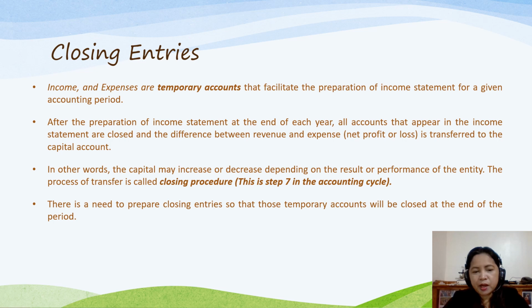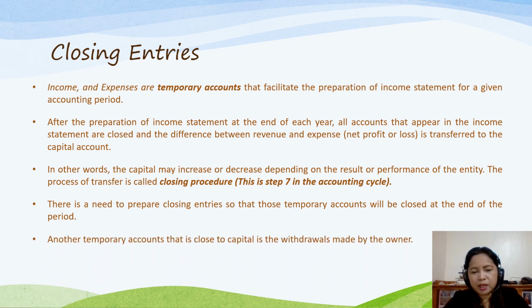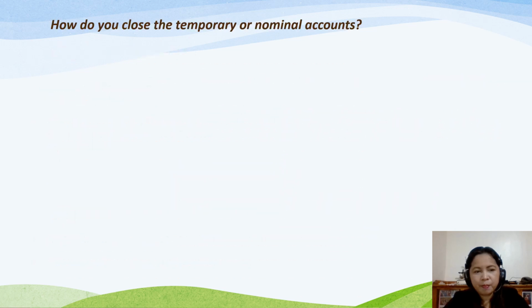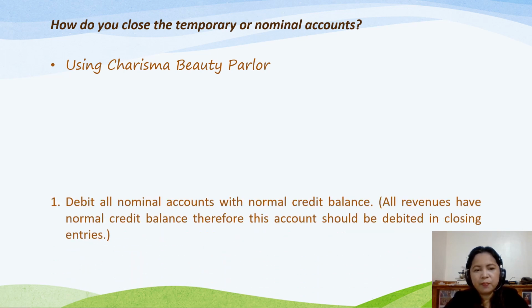There is a need to prepare the closing entries so that those temporary accounts will be closed at the end of the period. Another temporary account that is closed to capital is the drawings or withdrawals made by the owner. This account always decreases the capital account. So how do you close the temporary or nominal accounts? So we still use Charisma Beauty Parlor, which is connected with our previous video.